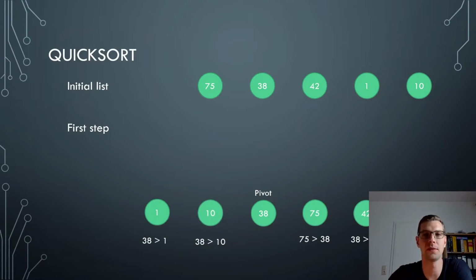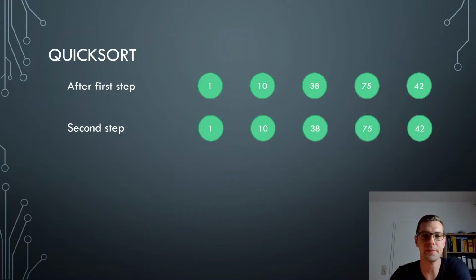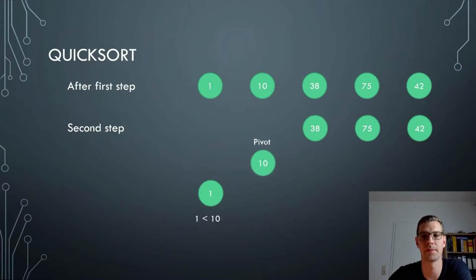Alright, now we have our two separate lists. The 1 and the 10 is our left list, and the 75 and the 42 is our right list. So we go over them with our Quicksort algorithm again. We have to choose our pivot element, that is here the 10. So we compare the 1 with the 10. The 1 is smaller, so it stays in the left list. And there is no right list, it is empty, there's no other element to compare it to.